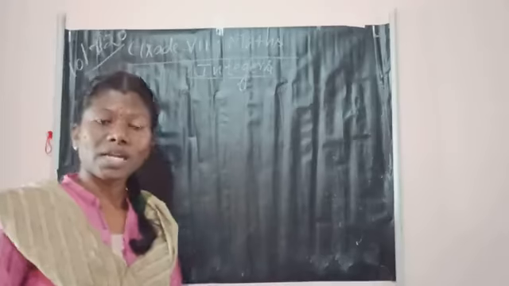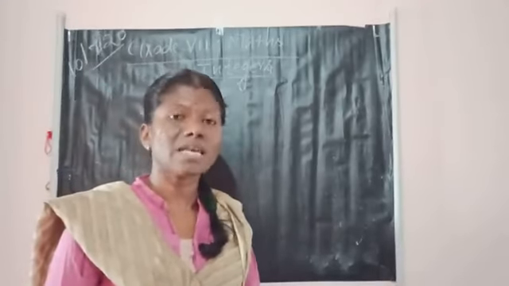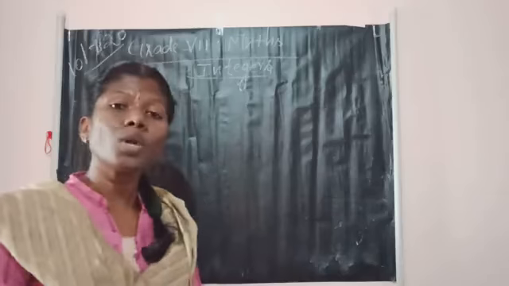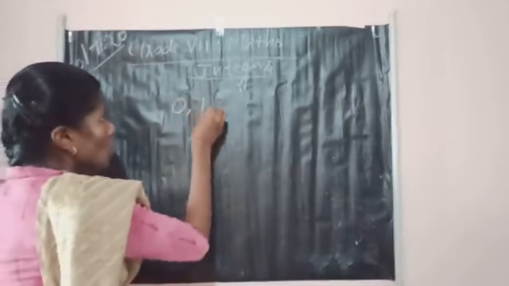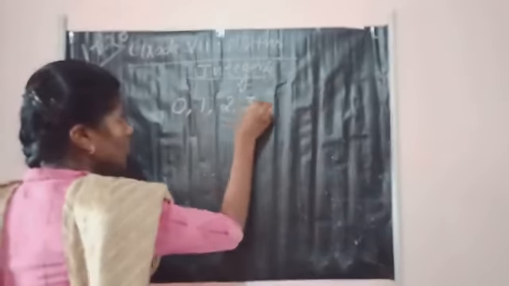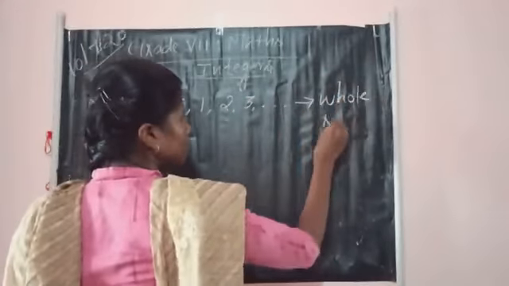Integers are a collection of numbers which contains whole numbers and negative numbers. Whole numbers start with 0, 1, 2, 3, etc. These are the whole numbers.